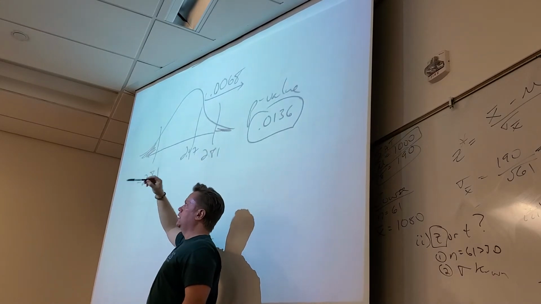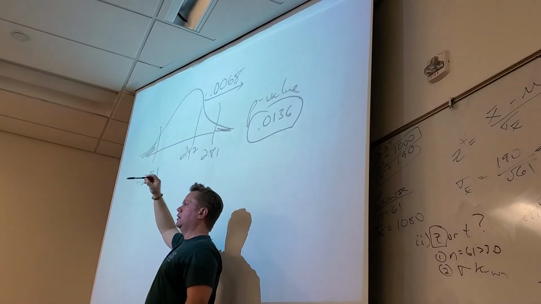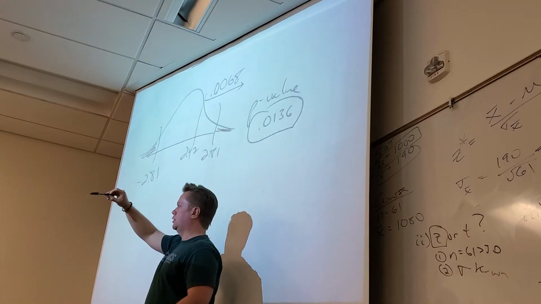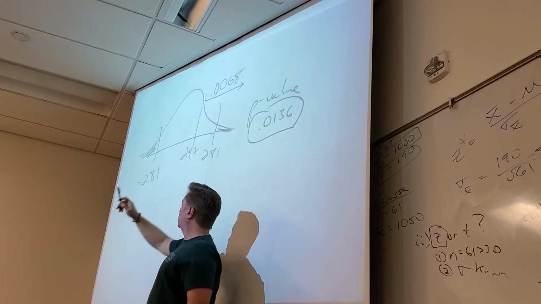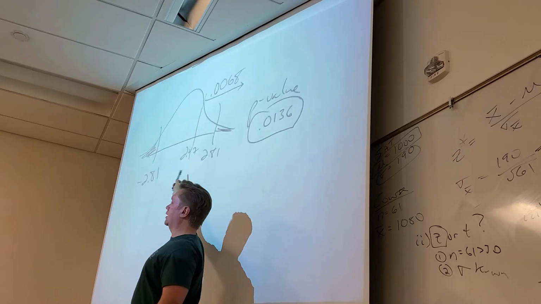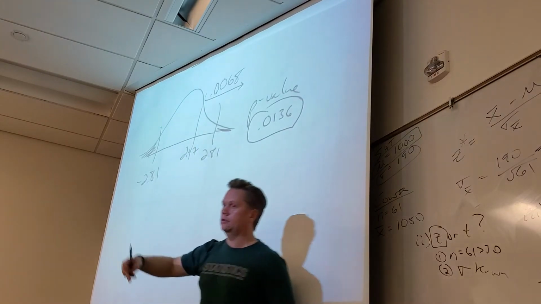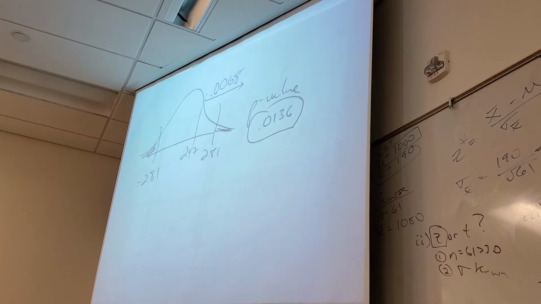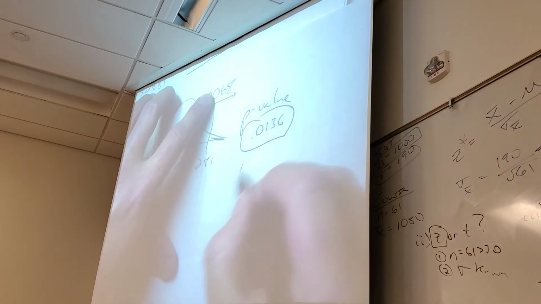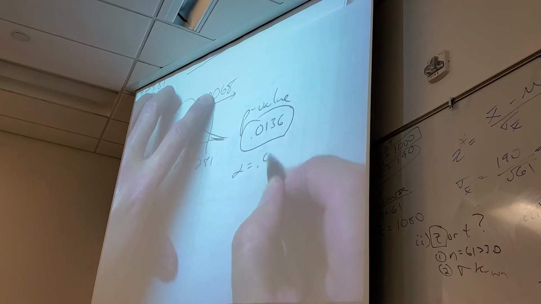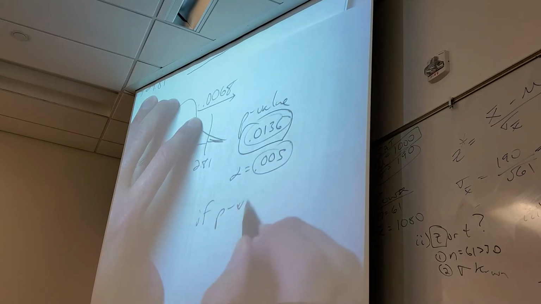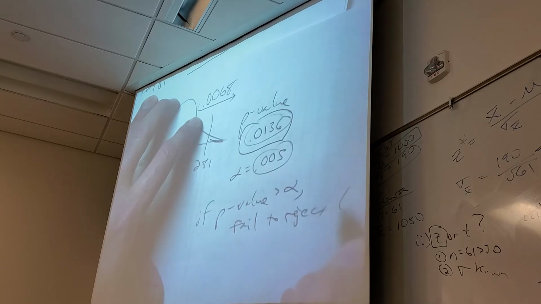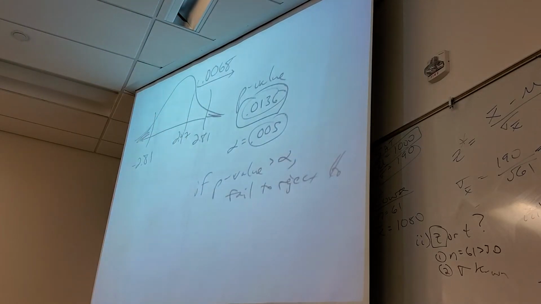Or in words, if the p-value is bigger than alpha, we fail to reject. It's just another way to do the test. I don't even need this number, to be honest, because I can compare my p-value to alpha directly. So our p-value is 0.0136. What was our alpha again? So this is bigger than this. If the p-value is bigger than alpha, we failed. If it's the other way around, we succeeded.